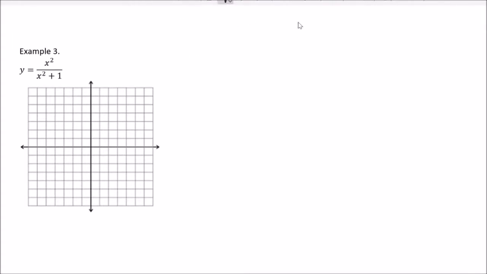All right, let's talk about the y-intercept first. Remember, that's the y value when we plug in a 0 for x. That'd be 0 squared over 0 squared plus 1. That's 0 over 1, so that's 0. Now, it doesn't look like I can factor this, so let's just keep going. Let's find the zero. What would make the numerator 0? That would also be 0. We've already graphed that.